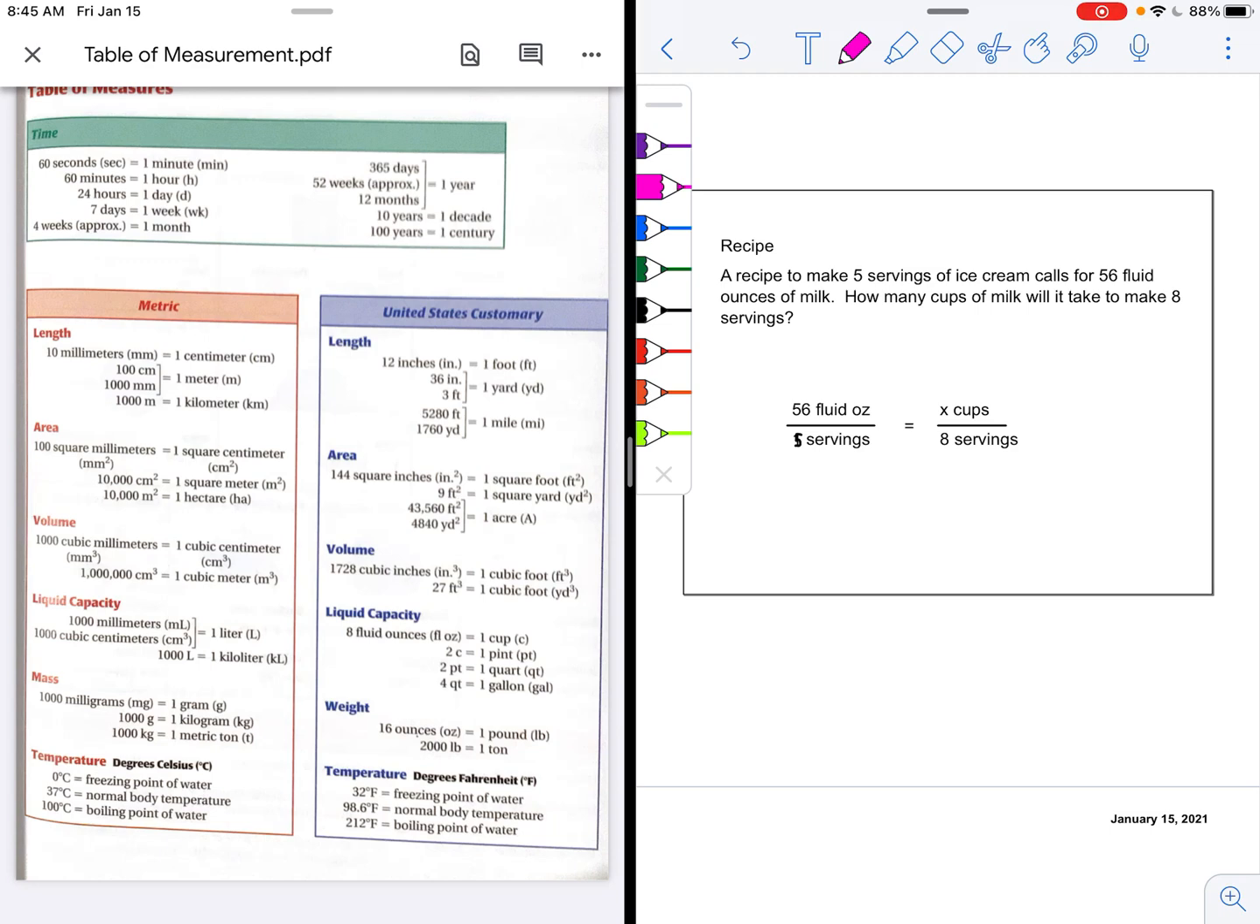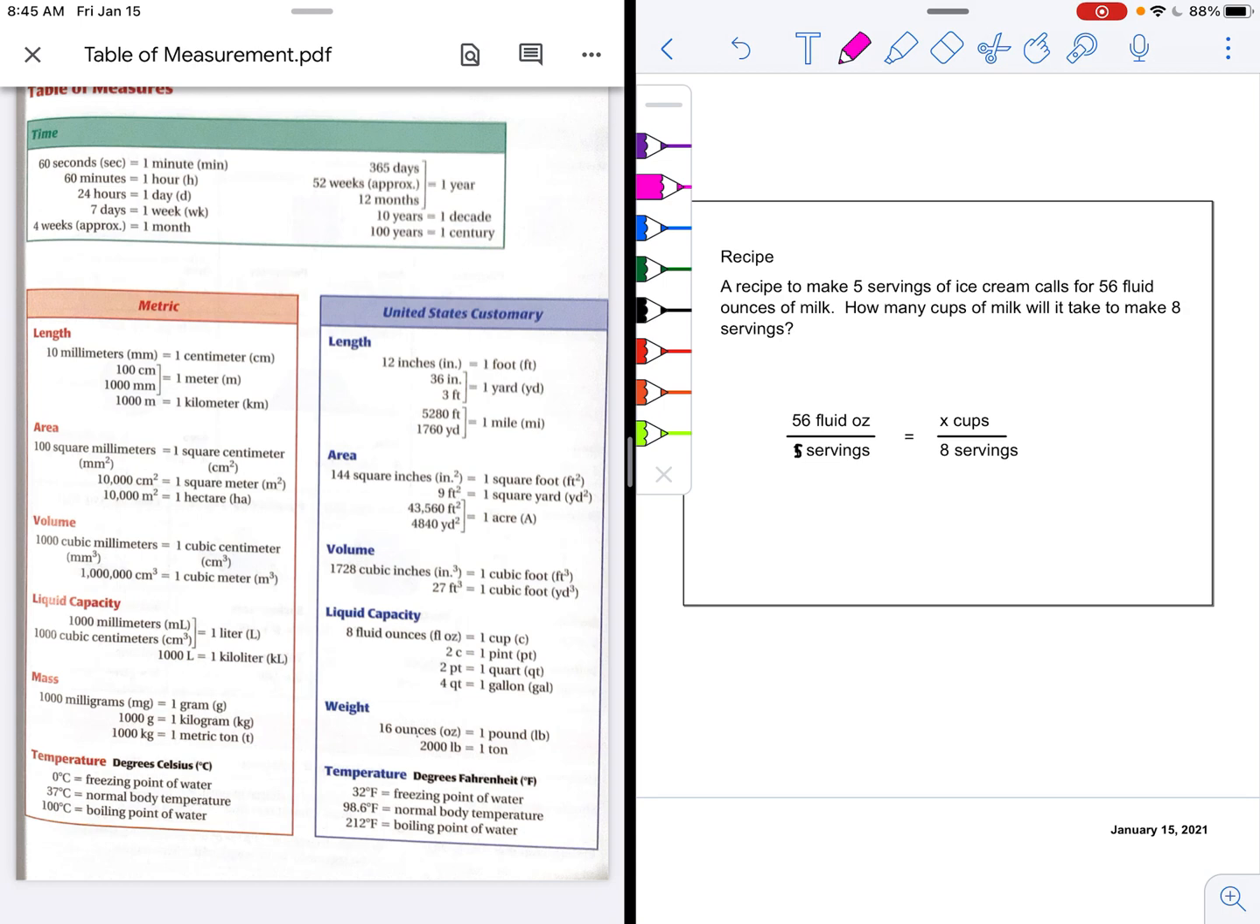So I know that there are 16 ounces in a cup. Excuse me, I said that wrong. 8 ounces in a cup. So I'm going to divide this by 8 because I want to see how many groups of 8 ounces I have inside this 56. And it actually ends up being 7 cups. So now when I cross multiply divide, my answer will actually be in cups. So I'm going to take that 8 times 7, and then I'm going to divide it by 5. And I'm going to get 11.2 cups.